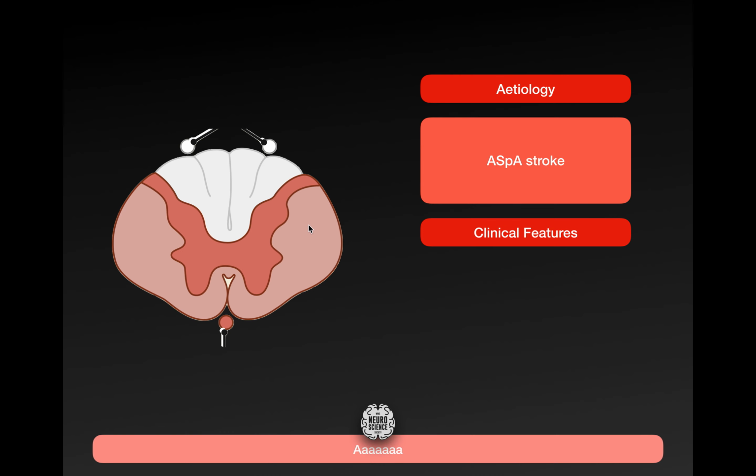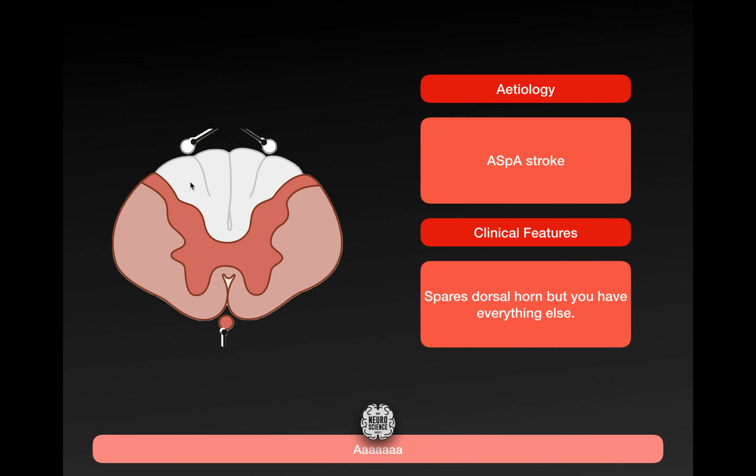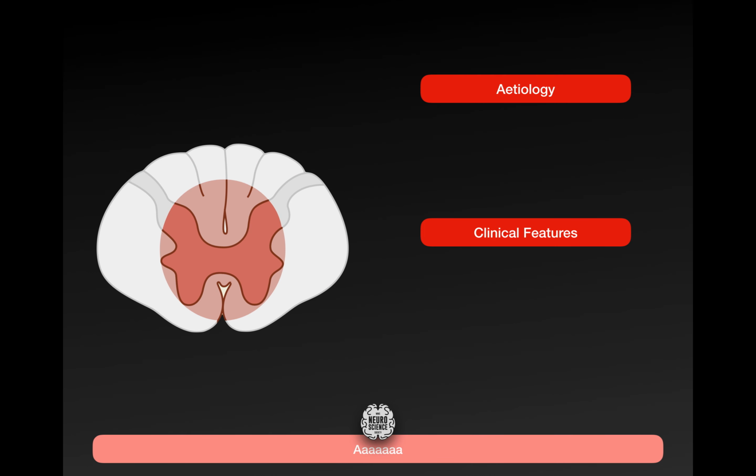This is an anterior spinal stroke. It spares the dorsal horn, but you have everything else affected. So it's sort of like your ALS lesion, but on steroids here, right? So everything is affected, but there's sparing of the dorsal horn.